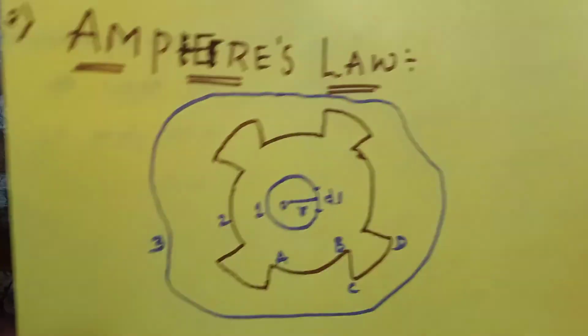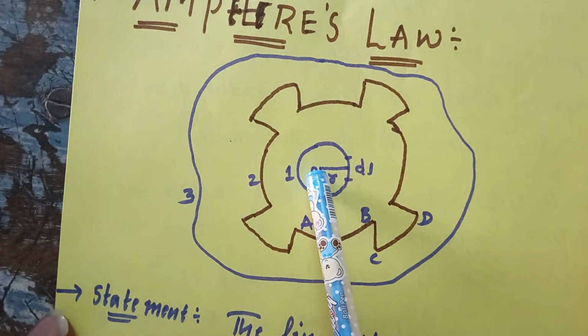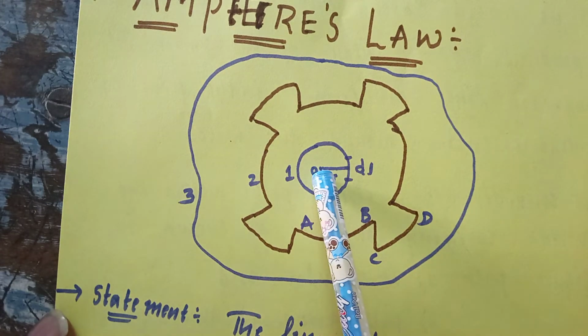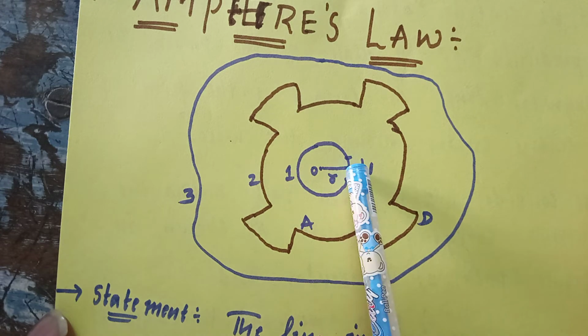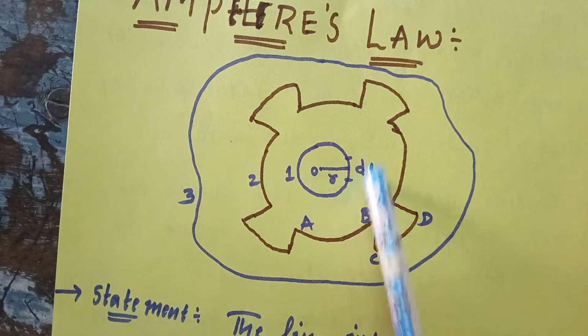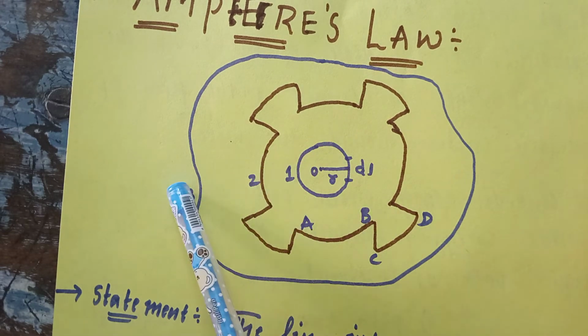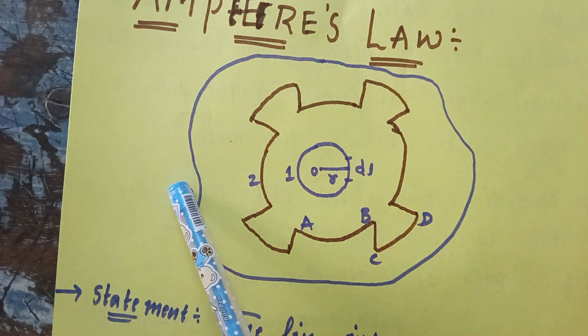Now here you can observe the diagram. Here the current carrying conductor is passing. A current carrying conductor always produces a magnetic field. They are perpendicular to each other. So magnetic field lines are formed. The first path is of circular shape. Path 2 and path 3 are of general shapes.